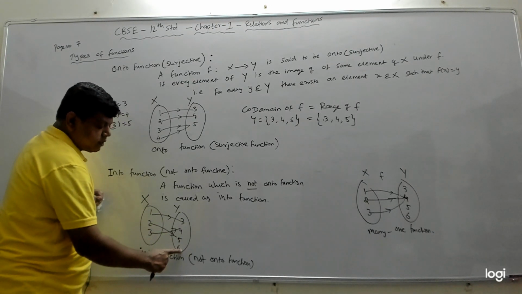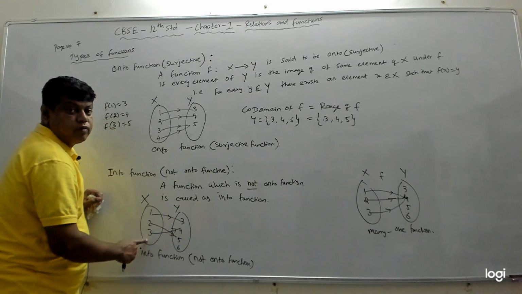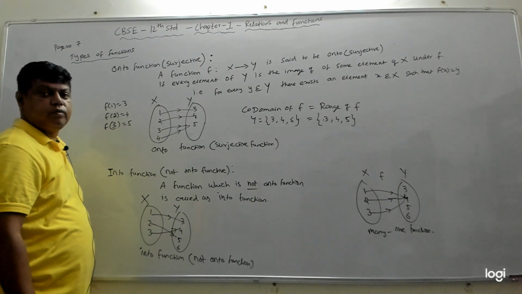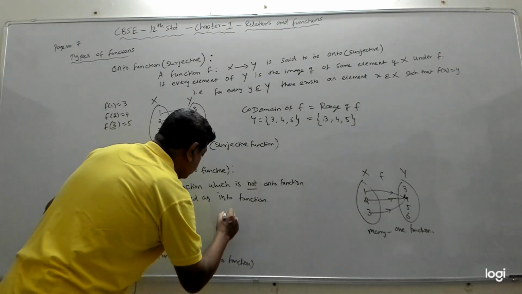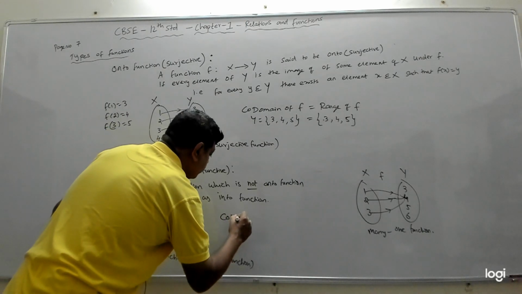If y is 6, then what is x? For this y, there is no x which is mapped to 6. Therefore, this is not an onto function. Again, if you try to find what is our domain and codomain, the domain is 1, 2, 3. Codomain will not be equal to range.